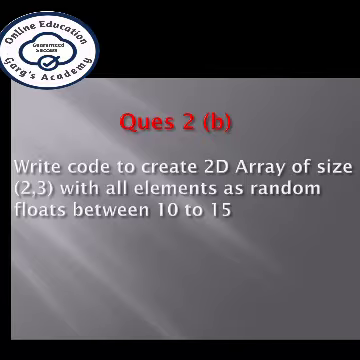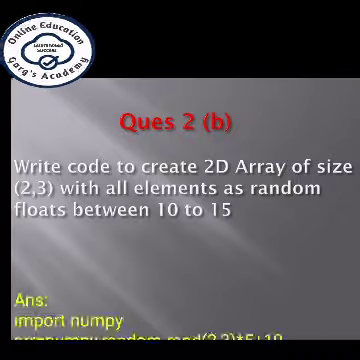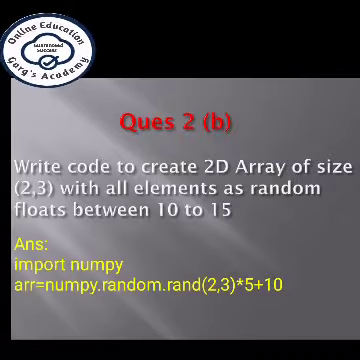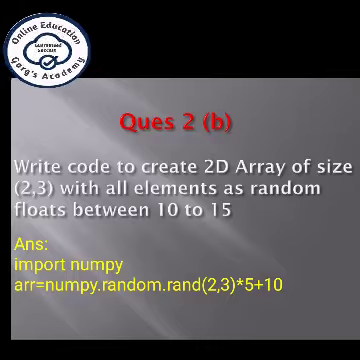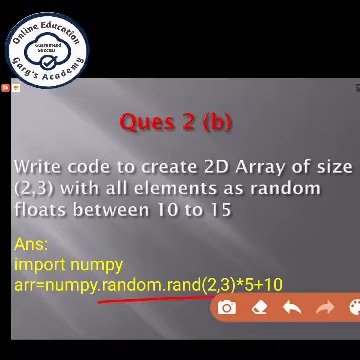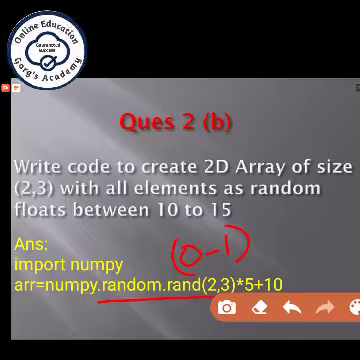Next question. Write code to create a 2D array of size 2, 3 with all elements as random floats between 10 to 15. Now students, recall the NumPy module, and inside the NumPy module there is a sub module named random, which is used to create arrays of random values. How will it work? Now see random.rand(2, 3). What will it be doing? It will be creating an array of size 2, 3 of random floats between the range 0 and 1.